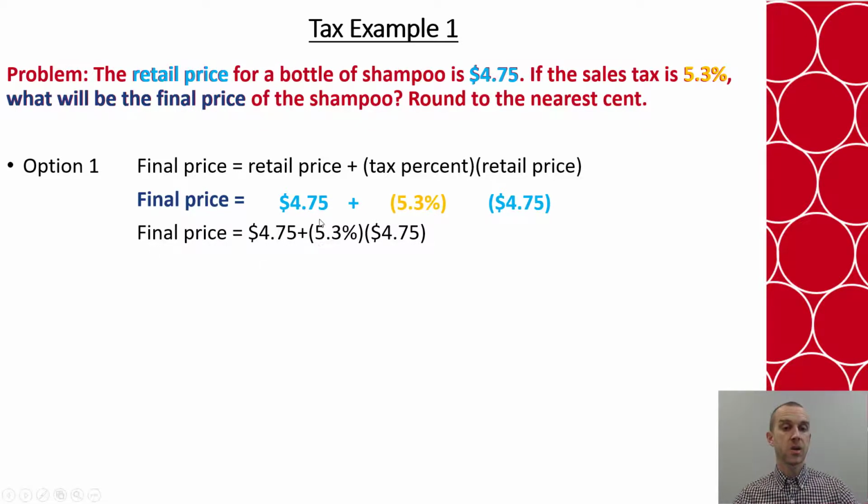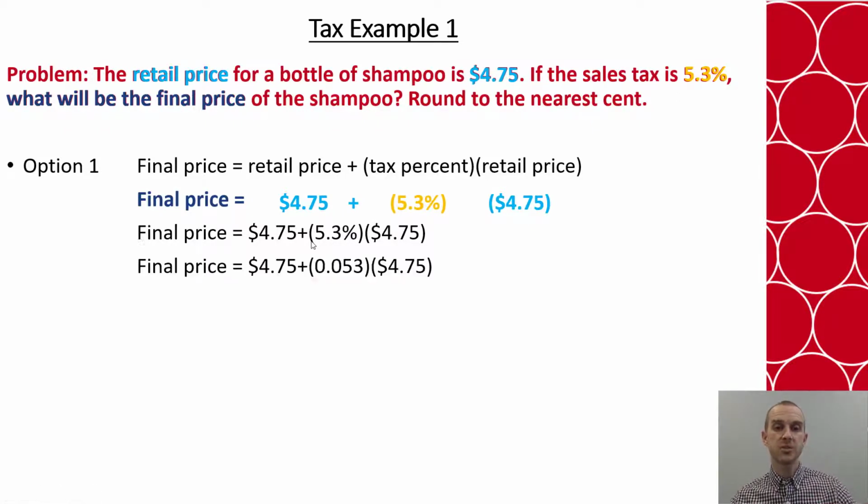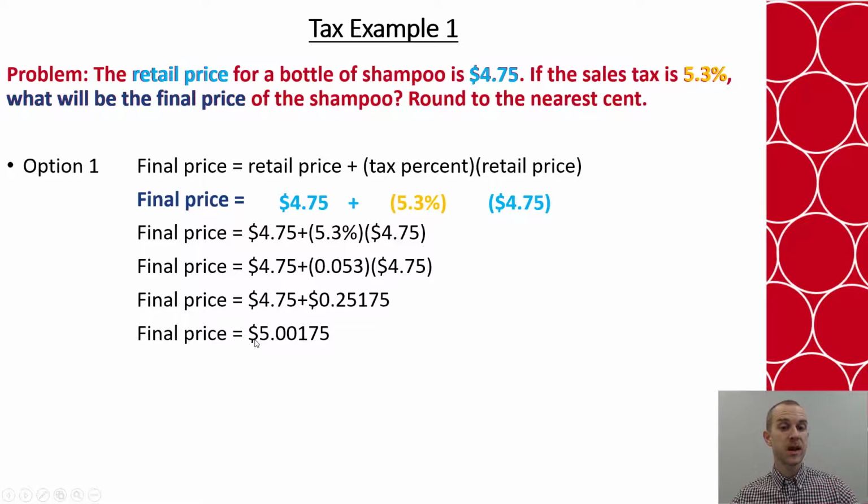Now remember, I can't deal with this as a percent. I need to change it to its decimal. So I divide by 100 to get 53 thousandths. And that's okay that it goes beyond hundredths because it has this decimal in the percent. Now I multiply 53 thousandths by $4.75, and I add my two values together, and that's going to give me $5 and then 175 hundred thousandths. That's well beyond the cent.